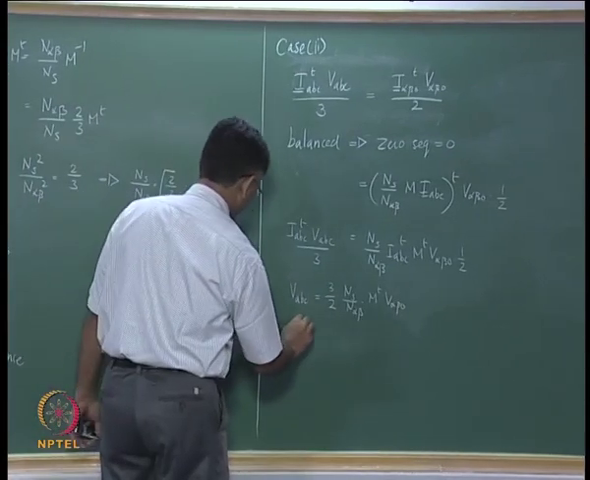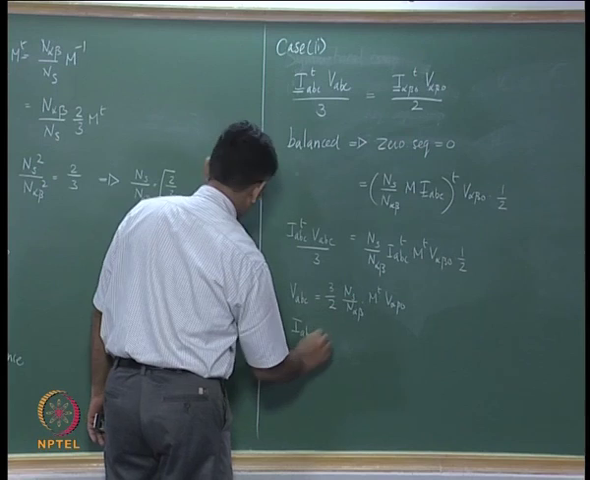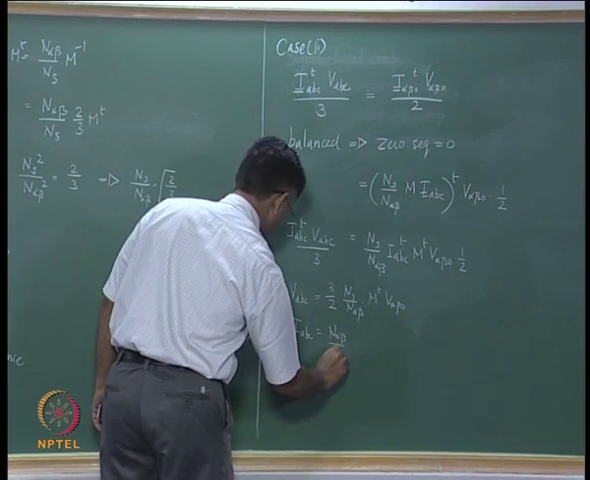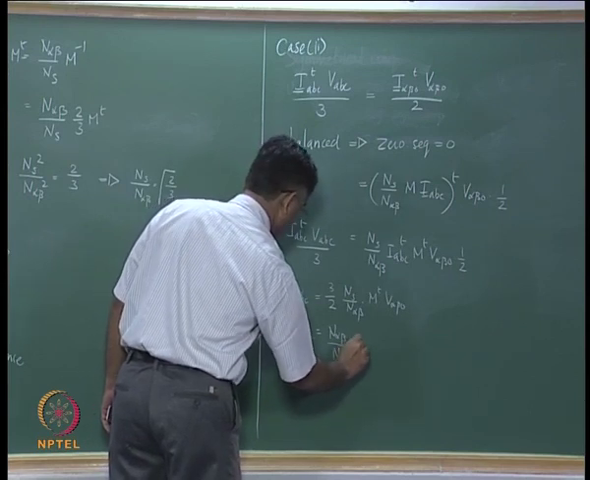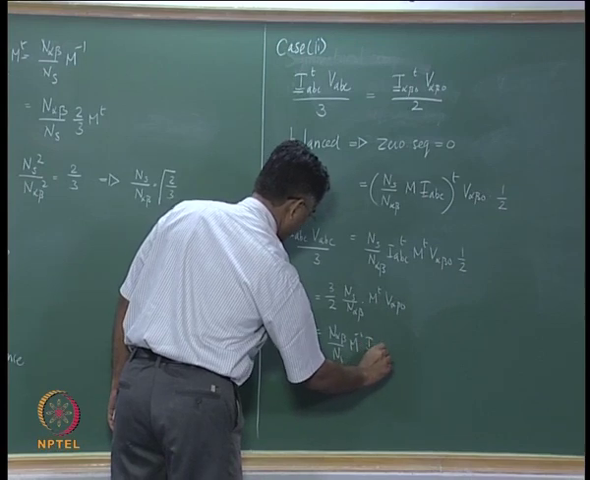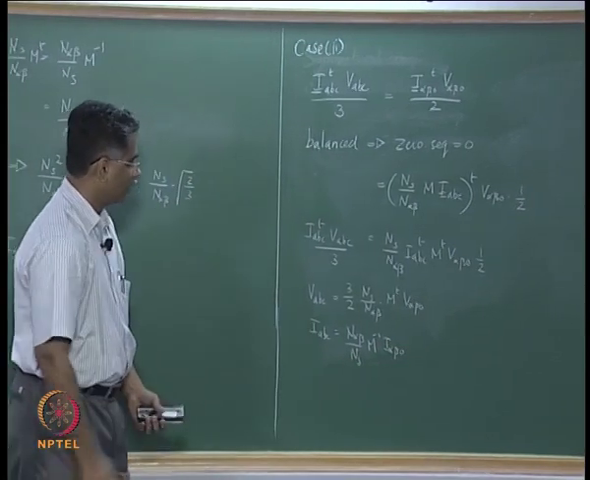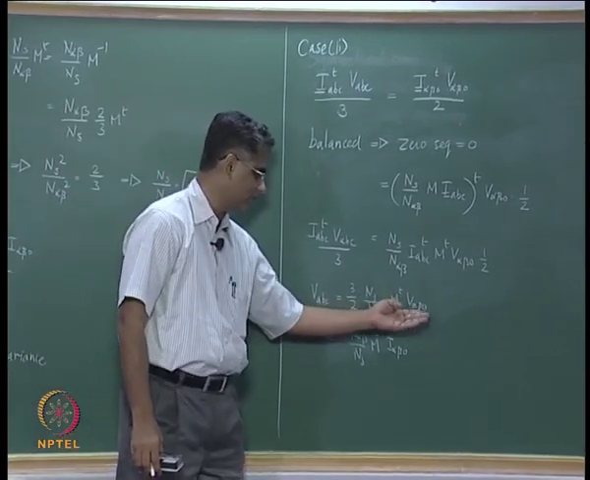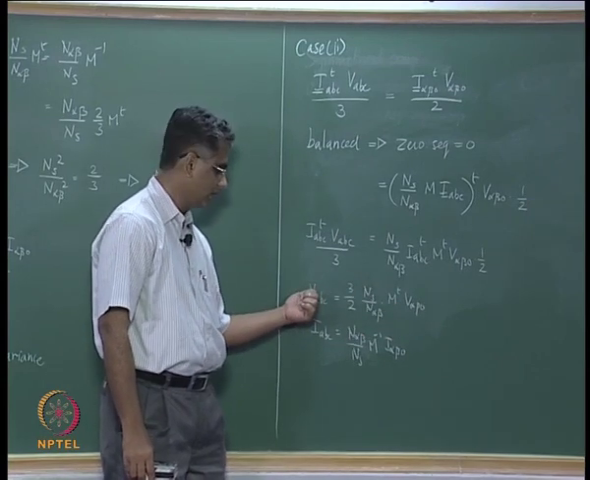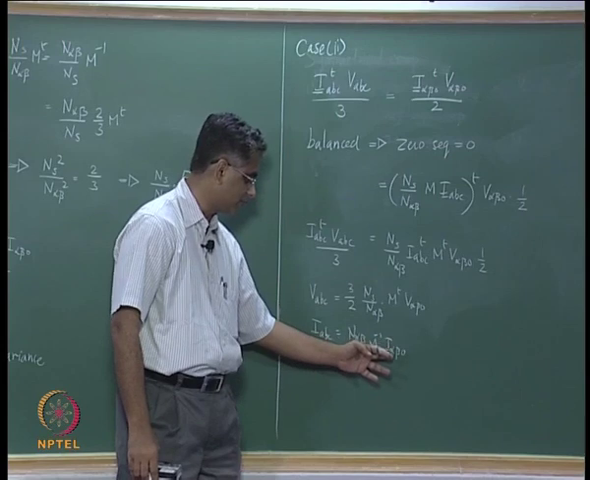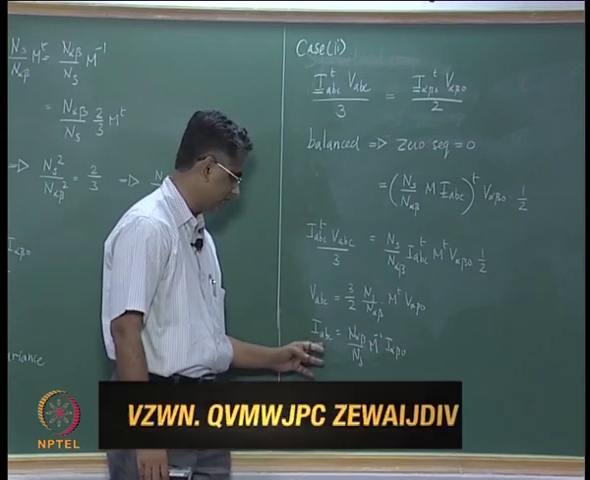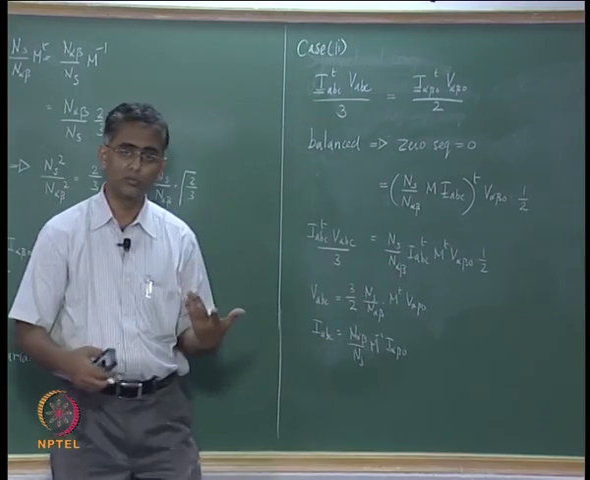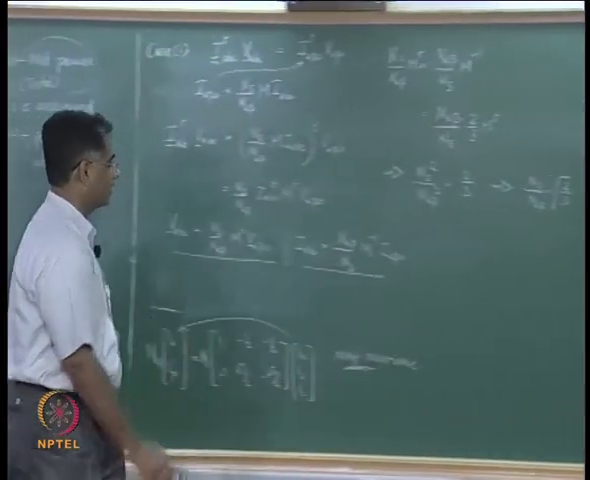And we already have a relationship for IABC. IABC is n alpha beta by ns into m inverse into I alpha beta 0. So again, looking at the same argument that we would like the relationship to transform V alpha beta 0 to ABC to be the same as the relationship that transforms I alpha beta 0 to IABC, we would need to have this part of the expression and this part of the expression to be the same, and therefore we can derive another condition.